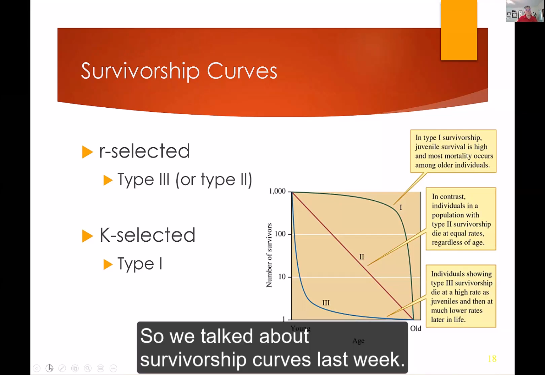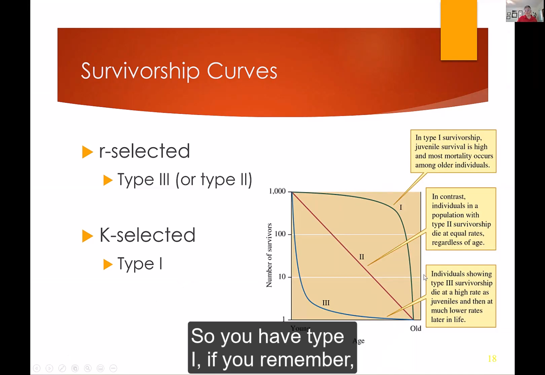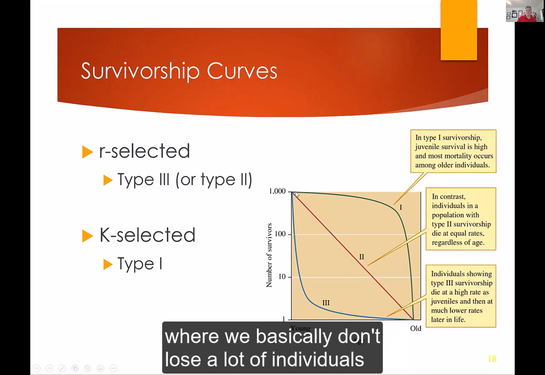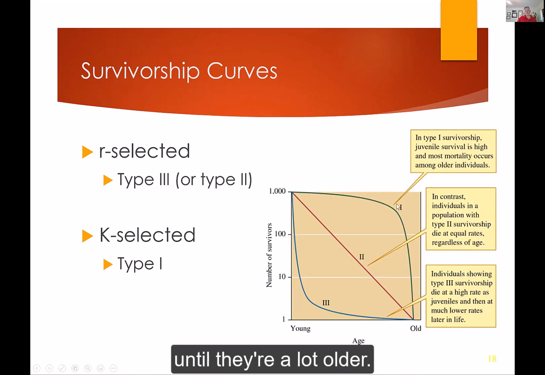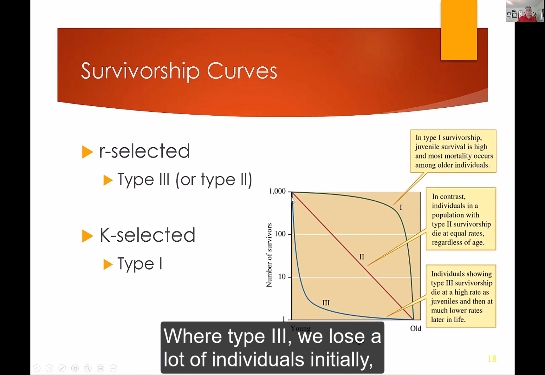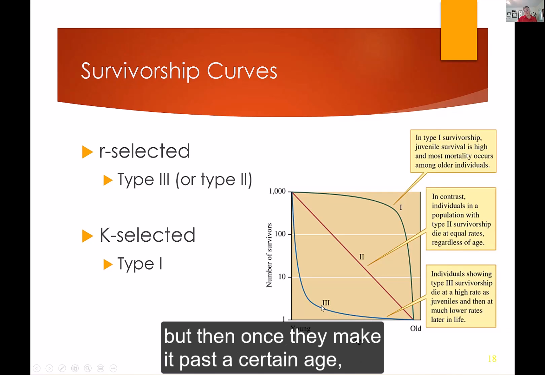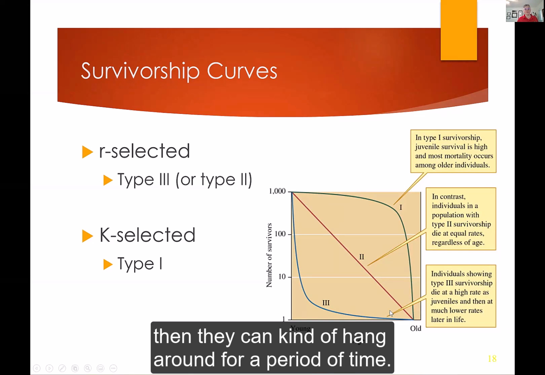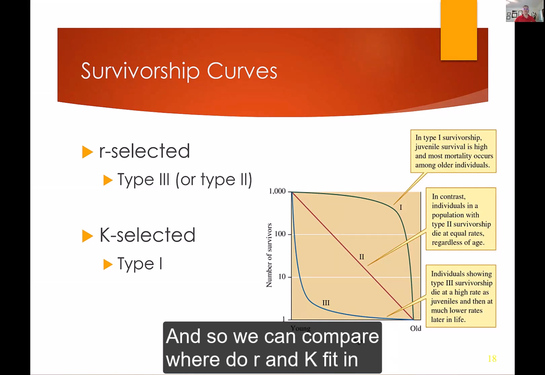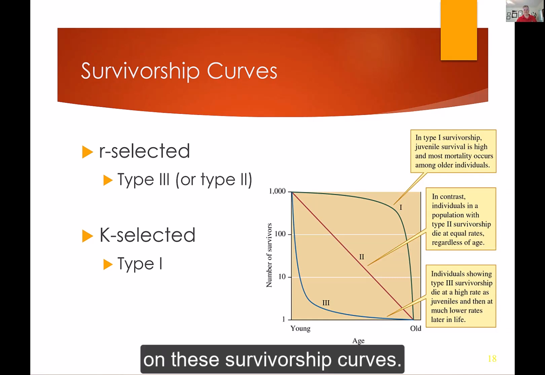So we talked about survivorship curves last week, right? You have type 1, if you remember, where we basically don't lose a lot of individuals until they're a lot older. Type 3, we lose a lot of individuals initially, but then once they make it past a certain age, they can hang around for a period of time. And so we can compare, where do r and K fit in on these survivorship curves.